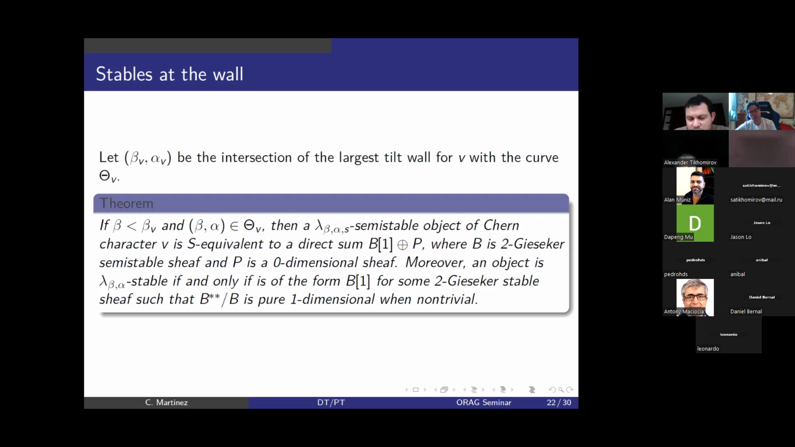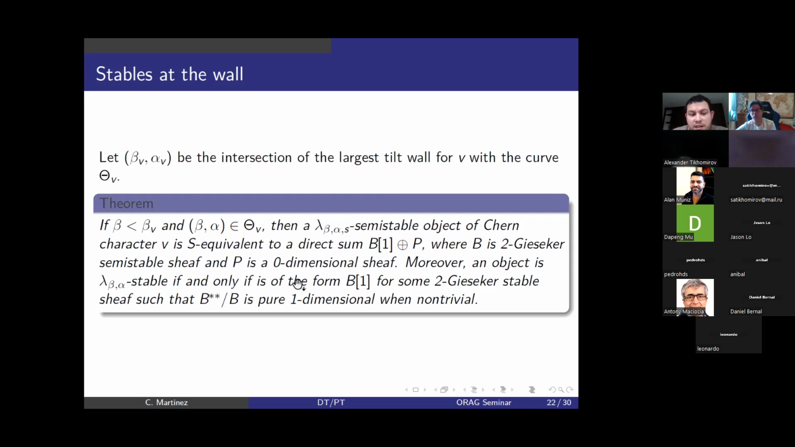Moreover, the objects that are Bridgeland stable, I should have put here beta alpha S, since it also depends on the parameter S, are stable if and only if they are of the form B shifted by 1. I'm taking the same hypothesis here, like V0 strictly positive and V1 strictly negative, for this to work.